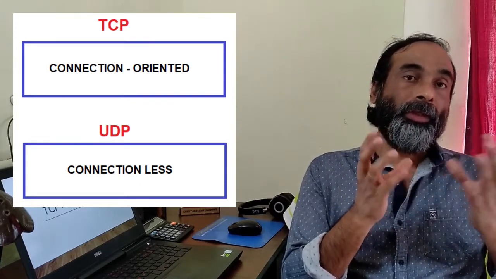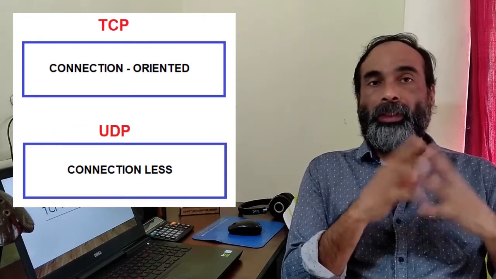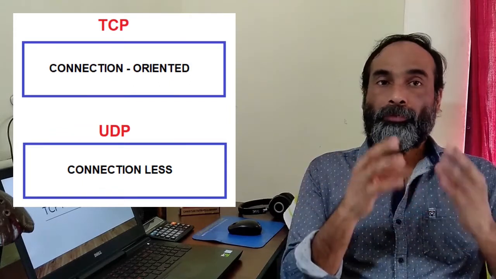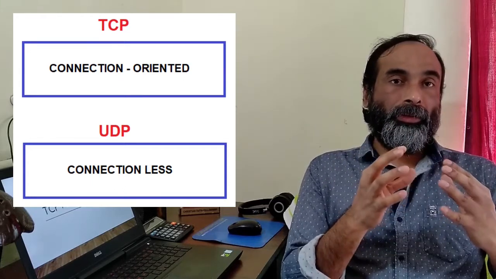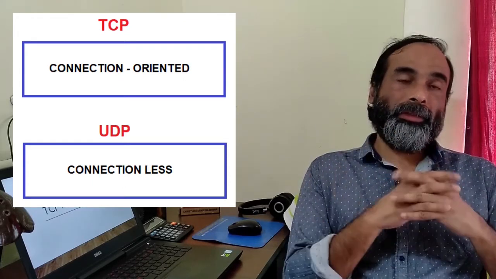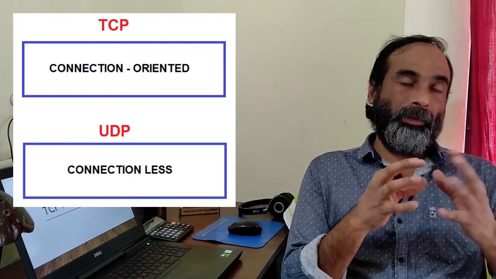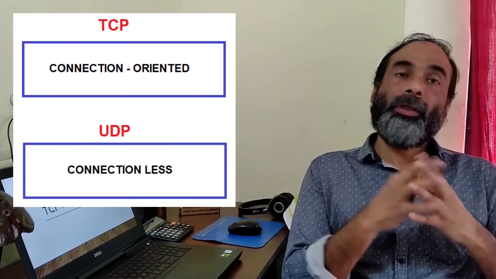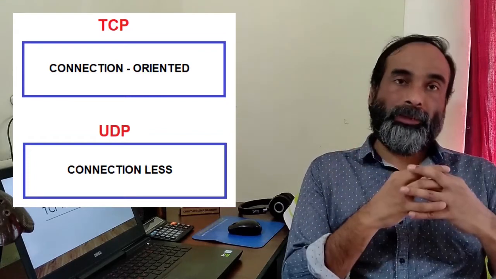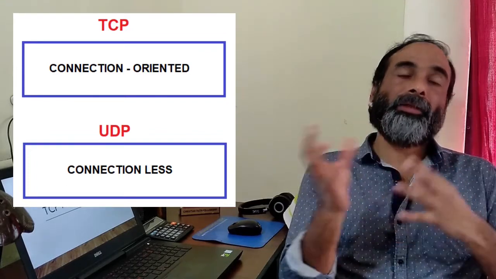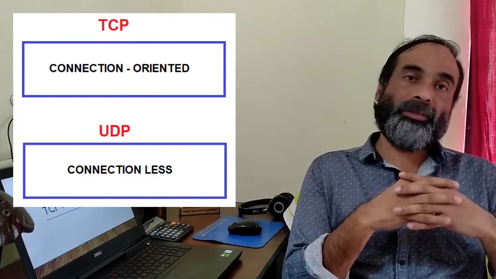So that is the main difference between TCP and UDP. First, TCP establishes a connection. After that only it sends the data. But UDP doesn't care about whether a connection is established. It starts sending the data as soon as it receives it.